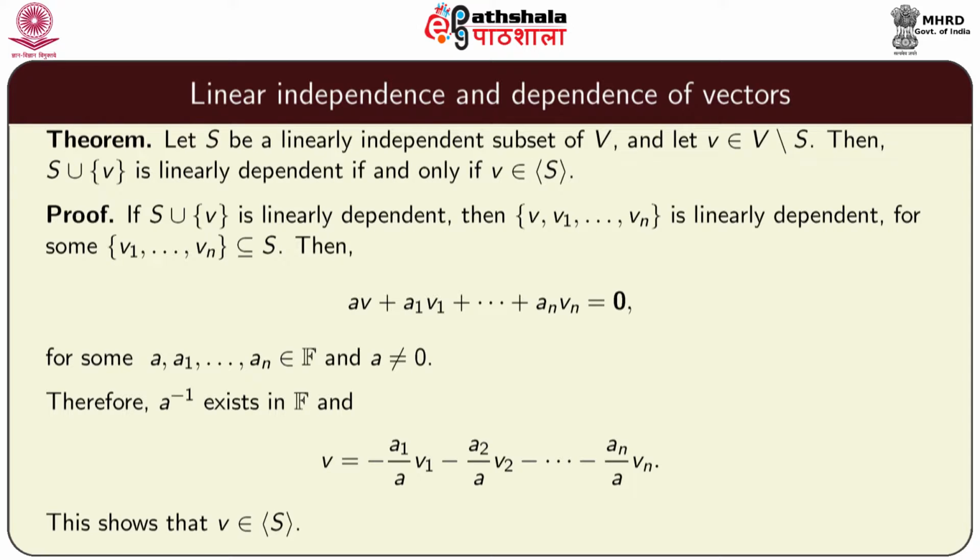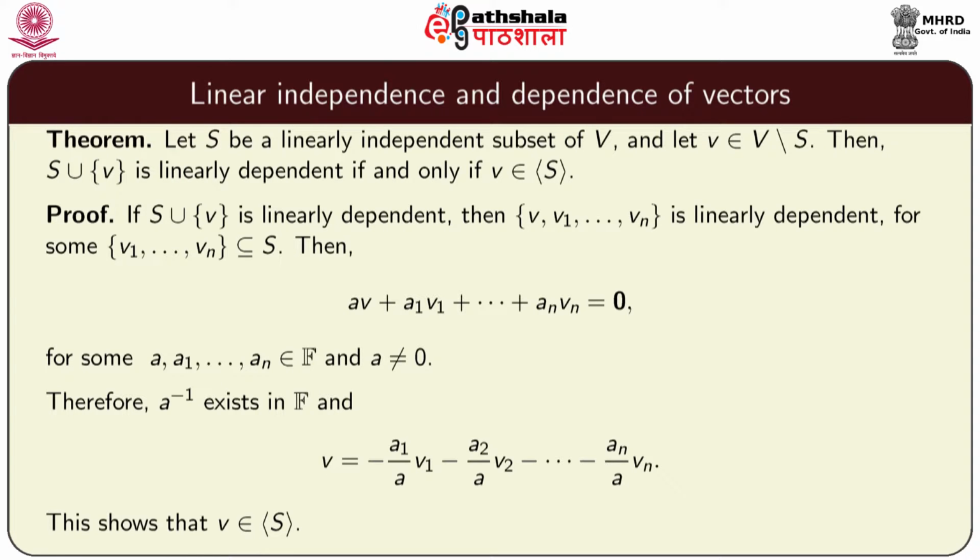But F is a field. So, a being non-zero, we have a inverse in the field F, and therefore, if we push everything on the right hand side and keep just av on the left hand side of that expression, and if we divide the whole thing by a, in other words, multiply the whole thing by a inverse, that shows that v belongs to span of S. So, we have proved that if S union singleton v is linearly dependent over F, then v has to belong to the span of S.